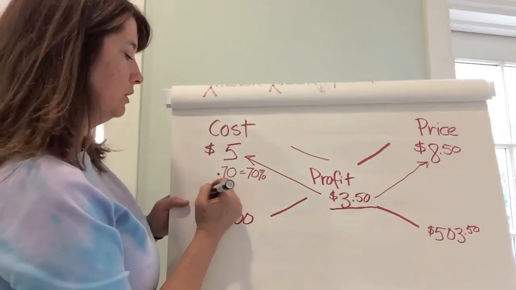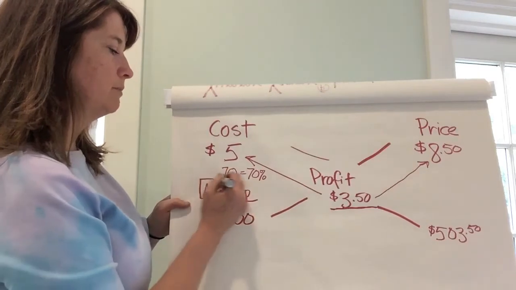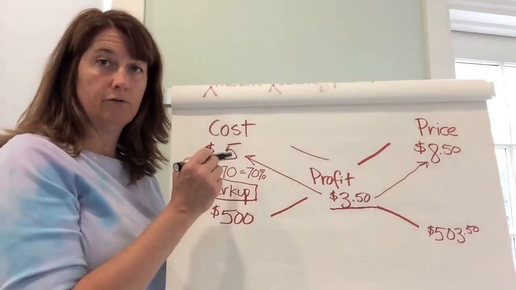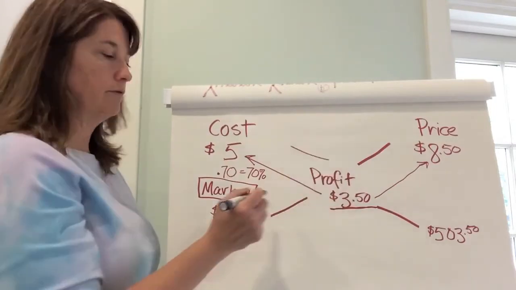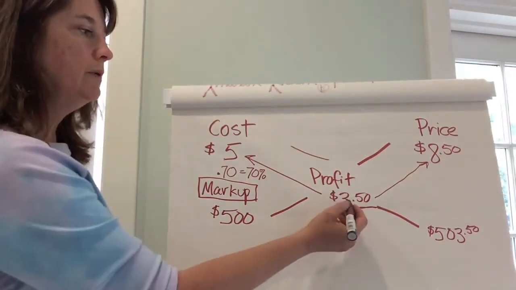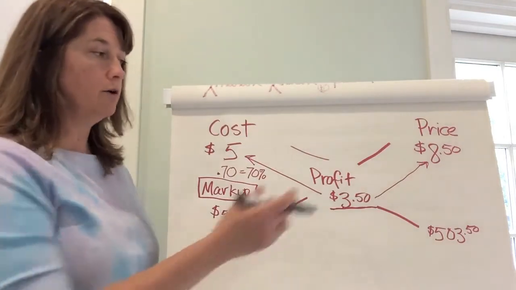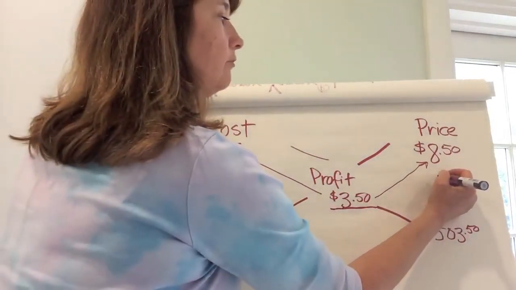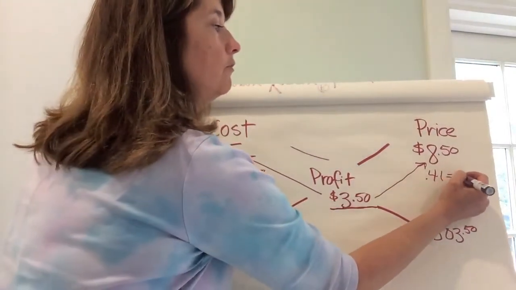That is called a markup. It might help you to remember this because you're marking up from your cost, which is what Judy paid for it, marking it up to the price that it's selling for. Marking it up, that's 70%. When you express $3.50 as a percentage of $8.50, this is easy to do on a calculator, 3.5 divided by 8.5, you get 0.41, which is the same as 41%.